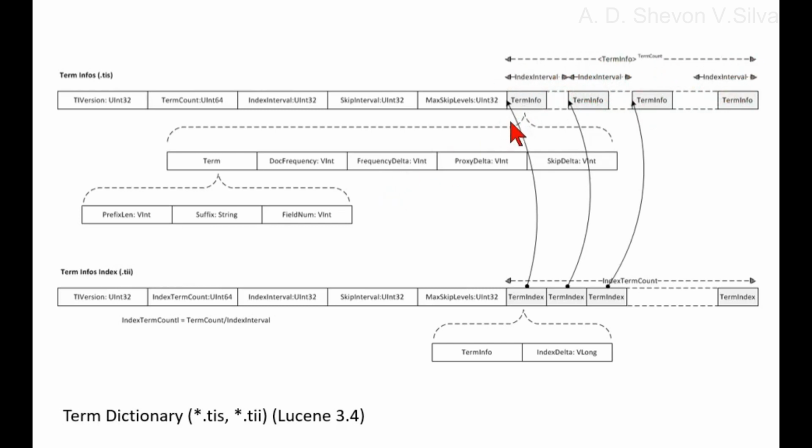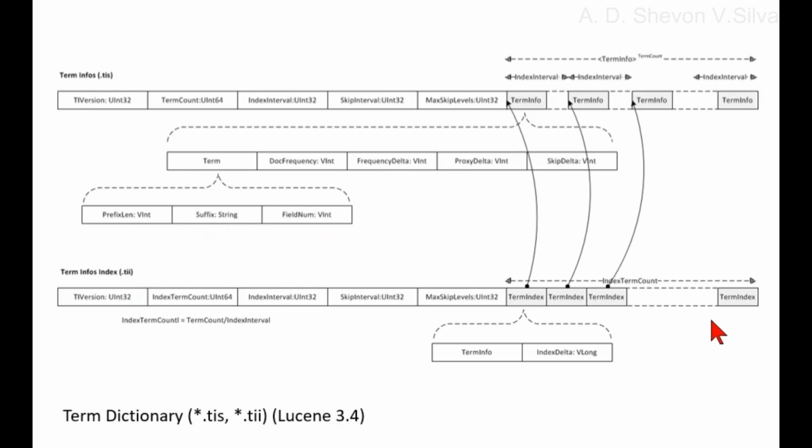Term info consists of term, doc frequency vint, frequency delta vint, proxy delta vint, and skip delta vint. Term consists of prefix length vint, suffix string, and field name vint.